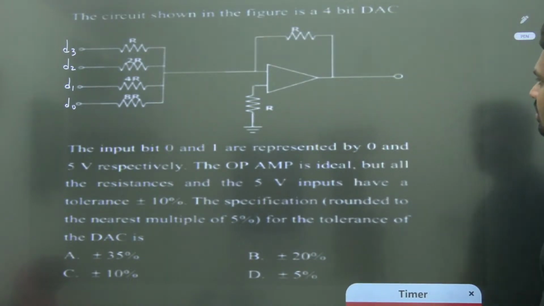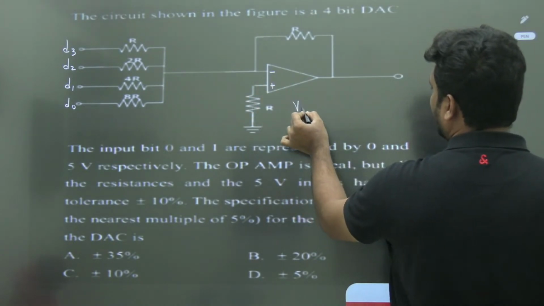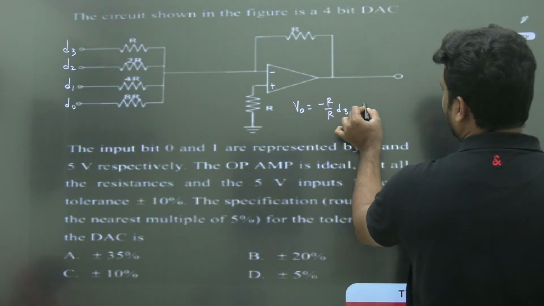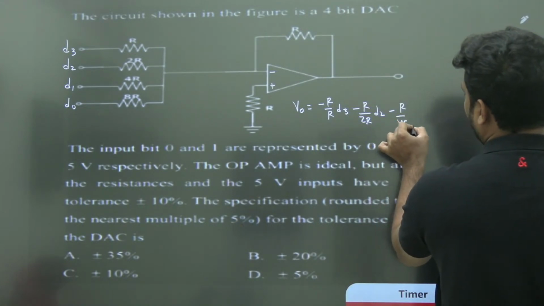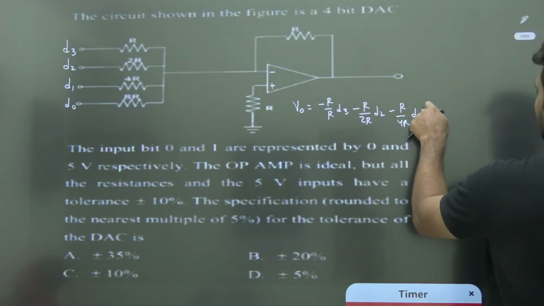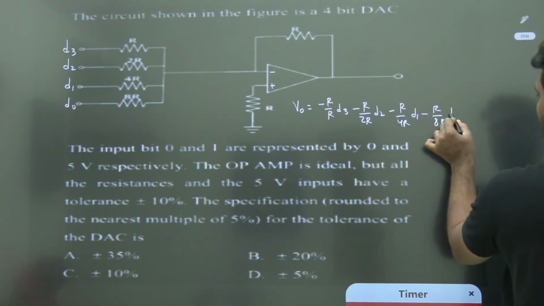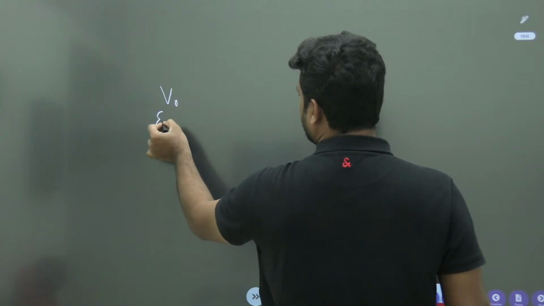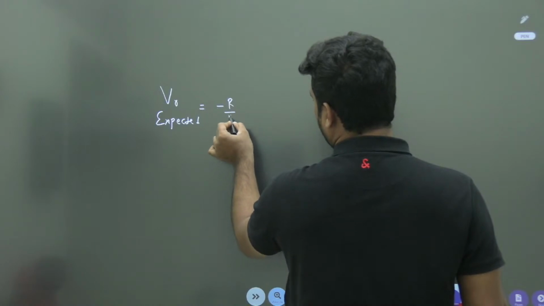See here. What is your V naught? Minus R by R into D3, R by 2R into D2, R by 4R into D1, R by 8R into D naught. This is the output. So I write it in the next page. What is your V naught expected? It is minus R by R into, don't cancel R.